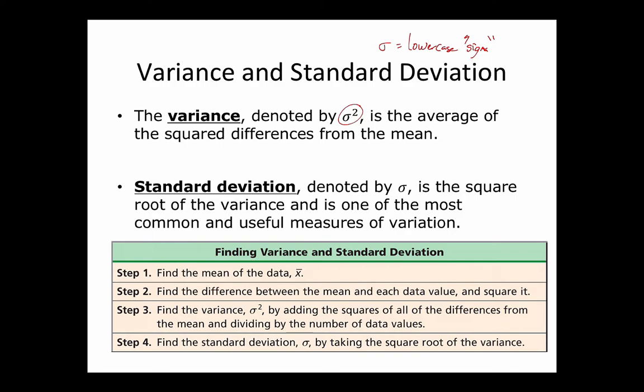Standard deviation, denoted just by sigma, so not sigma squared, just good old sigma, is the square root of the variance and is one of the most common and the most useful measures of variance.